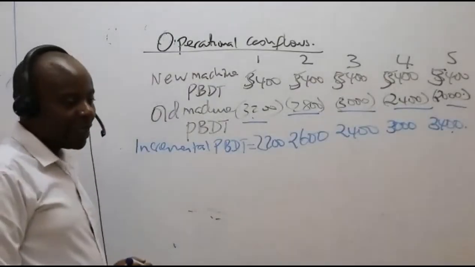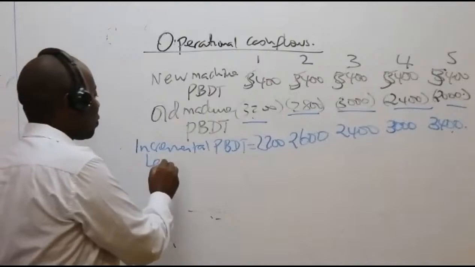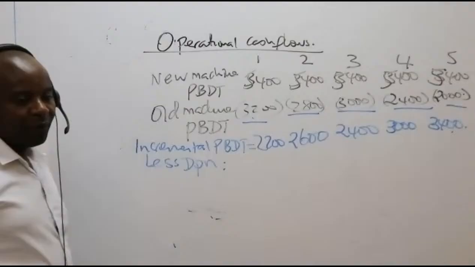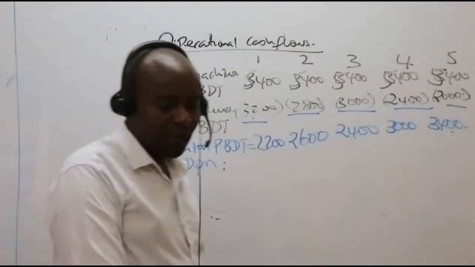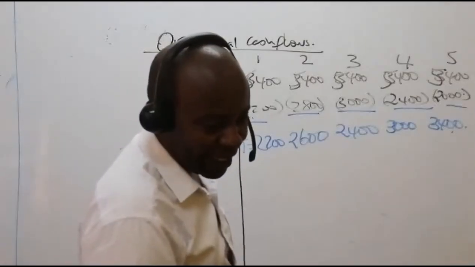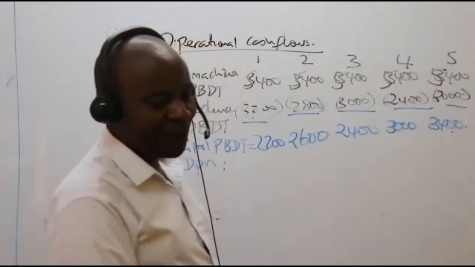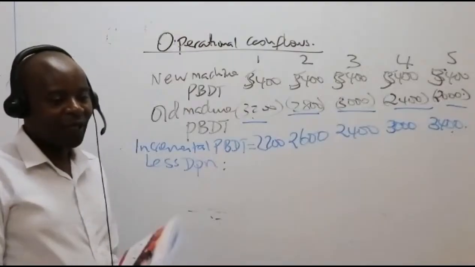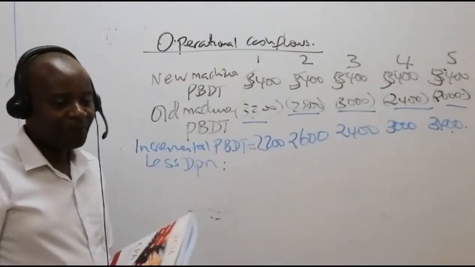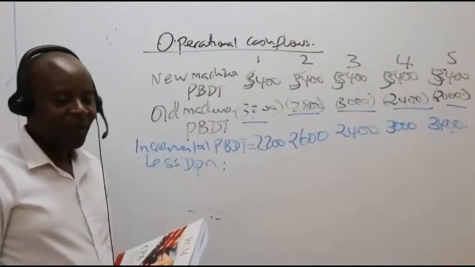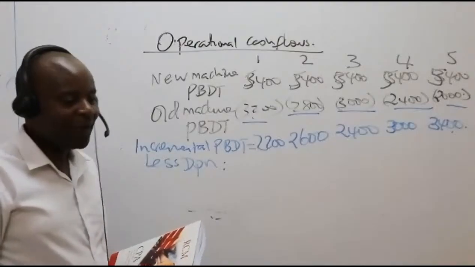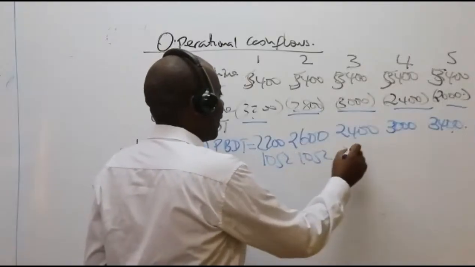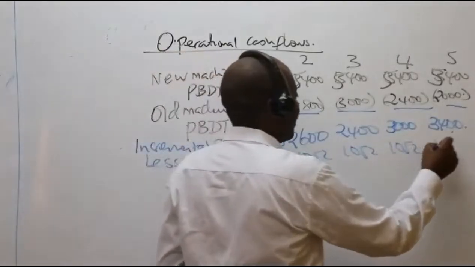So once I get that, I need to subtract the incremental depreciation. So less our depreciation. Are you able to remember the incremental depreciation? What figures are we getting? Somebody there? The incremental depreciation, do we still remember it? 1052. It is a regular one.